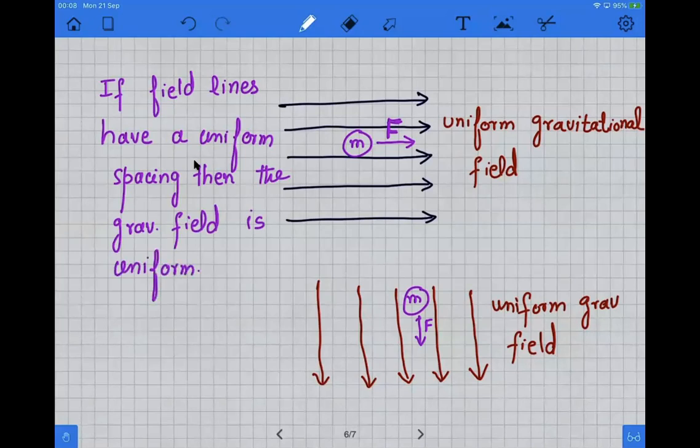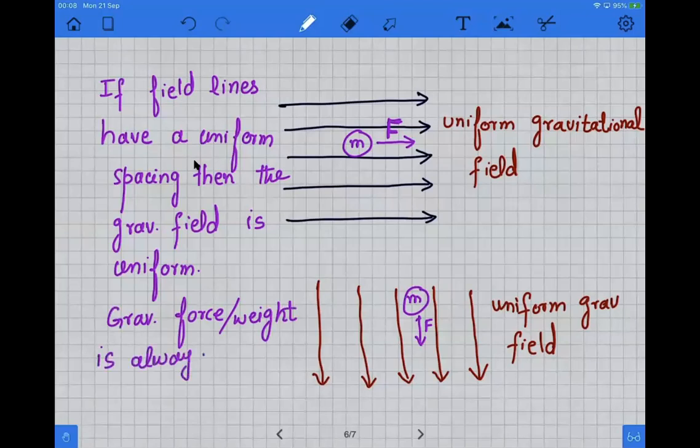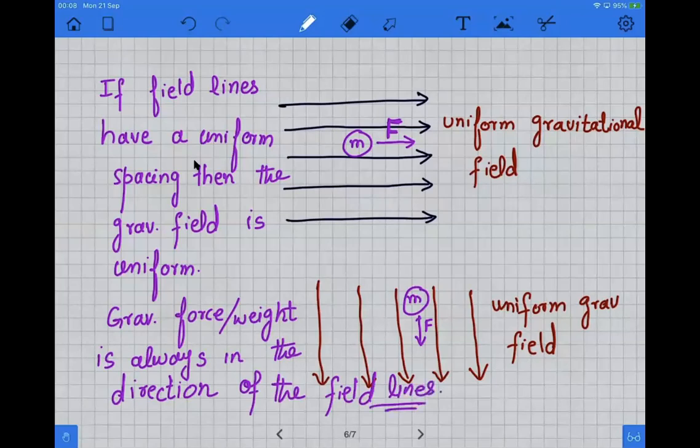And the second thing is, gravitational force or weight is always in the direction of the field lines. Now the topic is only about the uniform gravitational field lines.